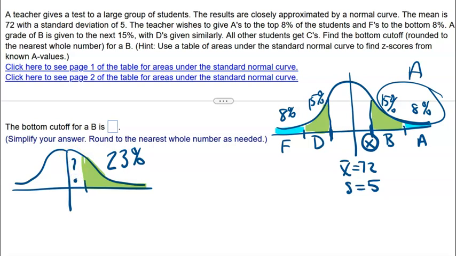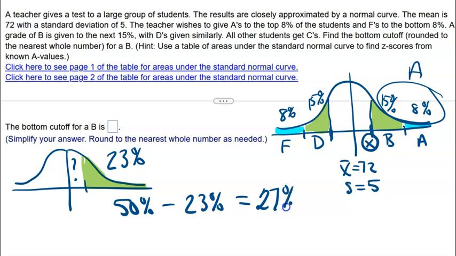How am I going to calculate that? Oh, I know you know. That is 50% minus the 23%. And what is 50% minus 23%? Yes, indeed. That is 27%. Remember, that's not a z-score. That's the A value on the table.